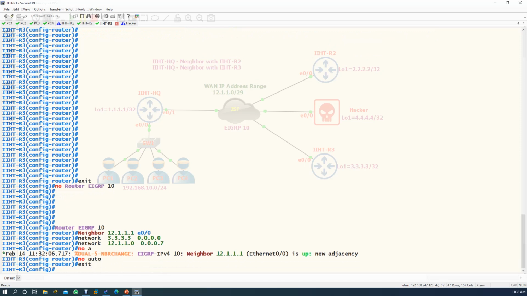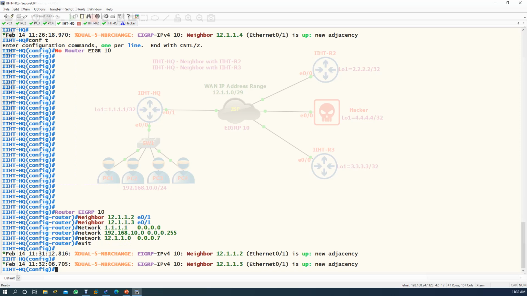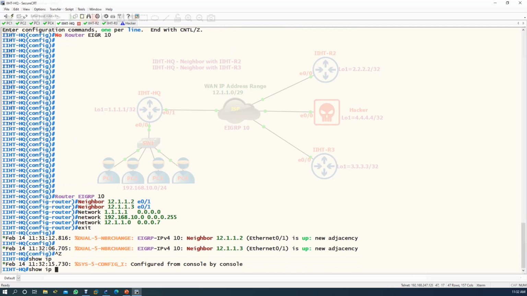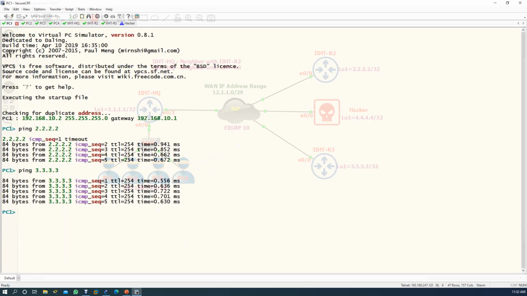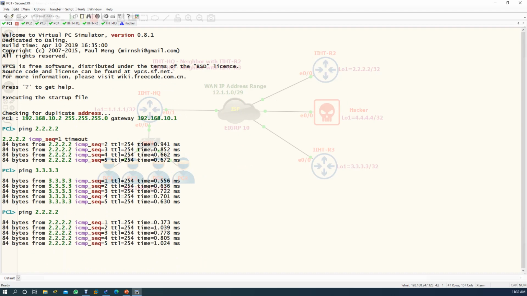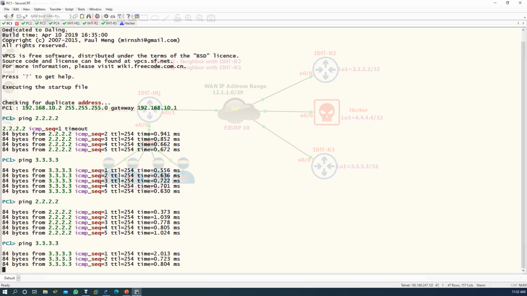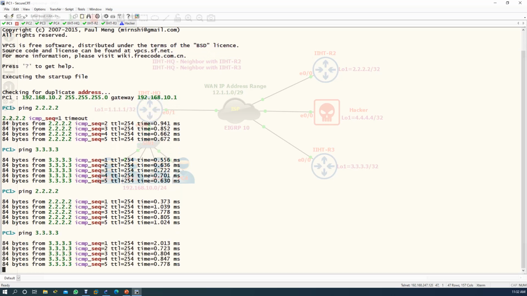Now if I am coming on the headquarter router, show IP route, see, you are getting all routes: 1, 2, 3. 1 is for headquarter, 2 is for second branch R2, 3 is for third branch R3. No problem. The PC also wanted to communicate to 2, they are communicating. So headquarter users are able to communicate to all branch users.